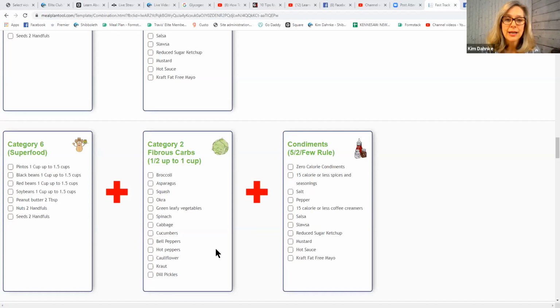We're going to continue to scroll here, and what we are doing is adding a category 2 to a category 6. So you can put a category 6 on your plate, a category 2 on your plate, doctor it up with the right condiments, and you have a great fat burning meal. Please always remember that you are using the 2-hand rule. The 2-hand rule means that you are going to put your 2 hands together as close as possible, turn them like that, put them down over your food.